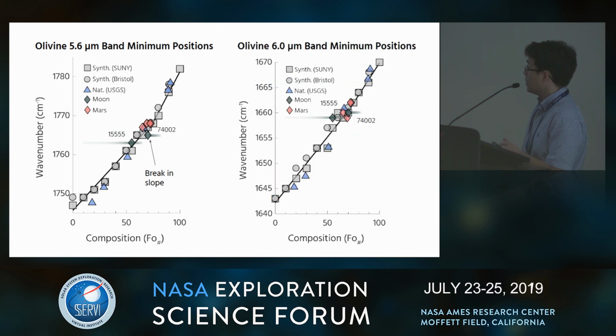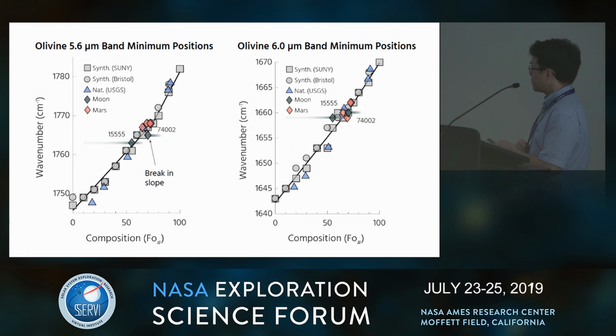The other thing we see is that for both the 5.6 micron band and the 6 micron band, there's also a strong degree of similarity between the band minimum positions of the synthetic suites and the natural suites. And one thing I also wanted to mention that I didn't point out before is that I put error bars on the two Apollo samples because there's a range of compositions given for these samples, where the likeliest composition is highlighted in the darkest green.